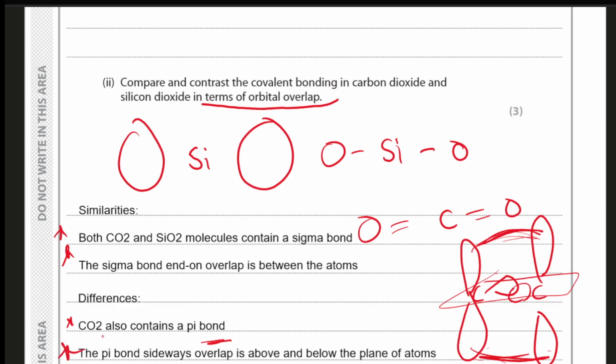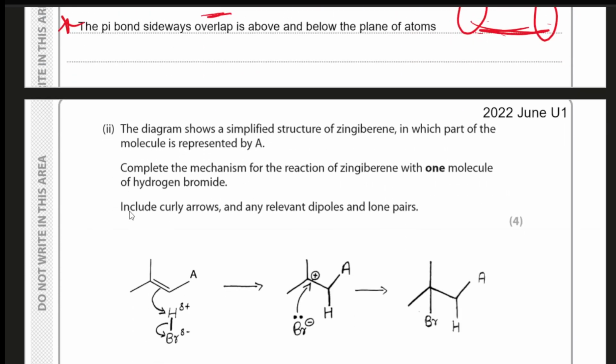But in case of silicon dioxide, this is the difference between silicon dioxide and carbon dioxide. The only similarity is that a sigma bond will also be produced in both. Here, since there is no pi bond in silicon dioxide, the single bonds are sigma bonds, and a sigma bond is done by end-on overlap between the atoms, in carbon dioxide and also between silicon and oxygen. So these are the similarities and differences.